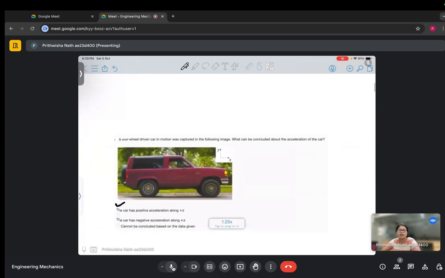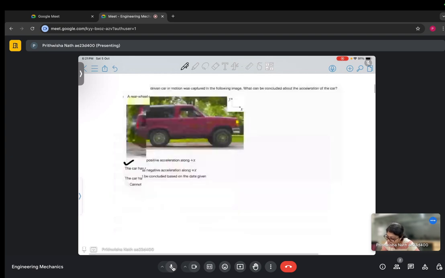These are the questions that we discussed today. So for the first question, a rear wheel driven car in motion was captured in the following image. What can be concluded about the acceleration? We can see that it has a positive acceleration along positive x direction.